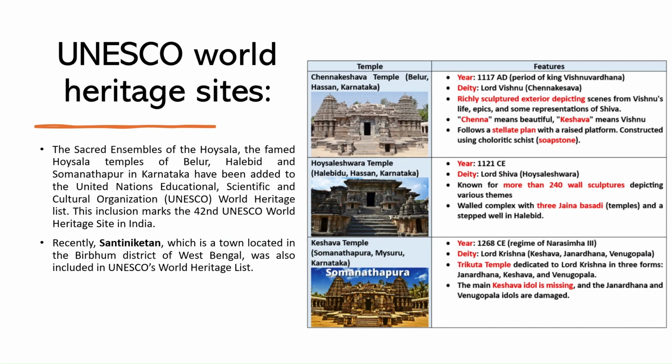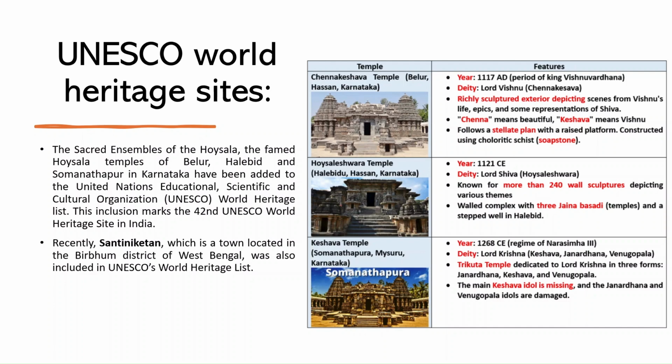Next topic is on the inclusion of the sacred ensemble of the Hoysala temples in Belur, Halebidu and Somnathpur in UNESCO's World Heritage List. This marks the 42nd UNESCO World Heritage Site in India, and these temples joined Santiniketan, which is a town in West Bengal, as the latest entrance into the prestigious list.